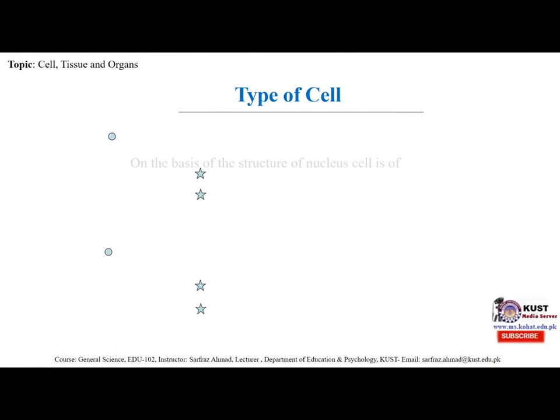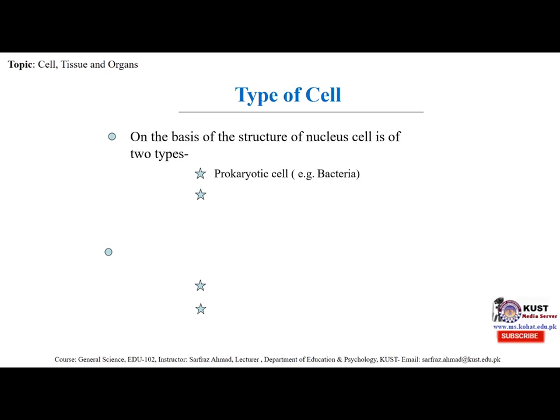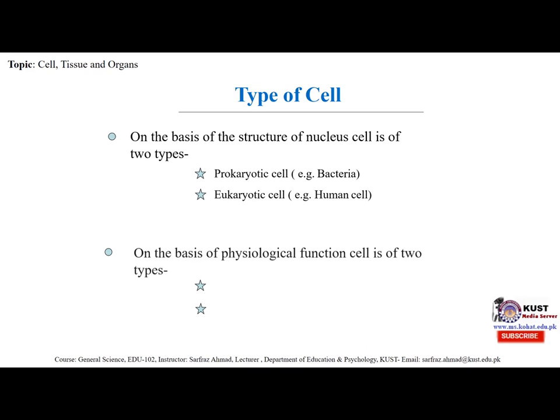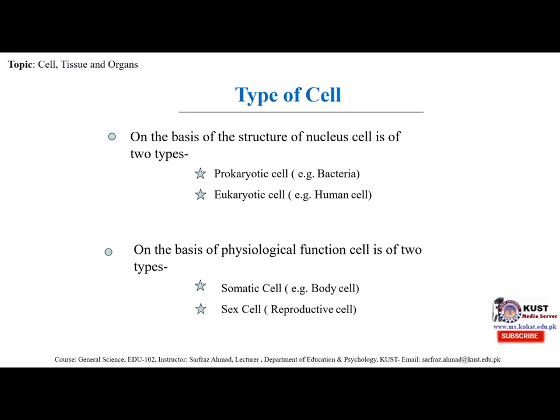Now there are some types of cells. On the basis of the structure of the nucleus, cells are of two types. The first type is prokaryotic cells, meaning bacteria, and the second type is eukaryotic cells, meaning human cells. And on the basis of physiological functions, cells are of two types: somatic cells, meaning body cells, and sex cells, meaning reproductive cells. There are over 200 different cell types in the human body.